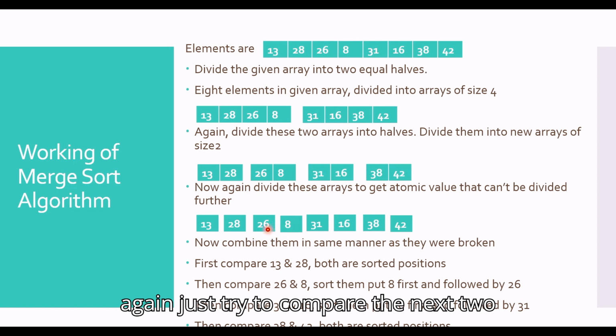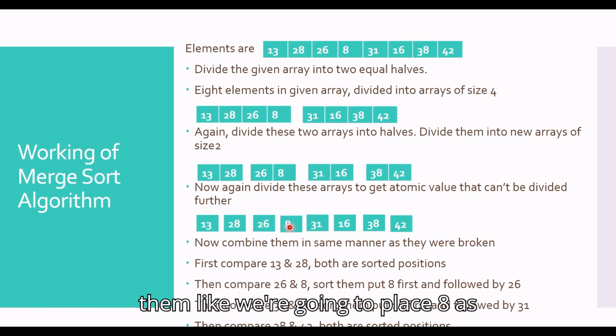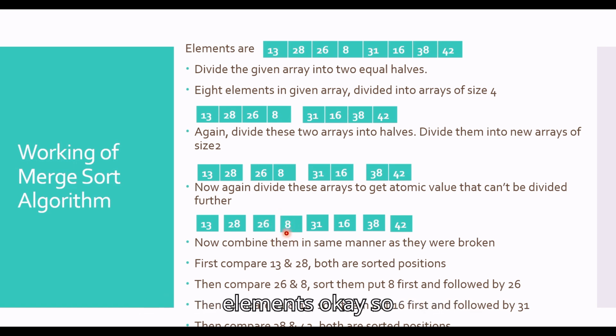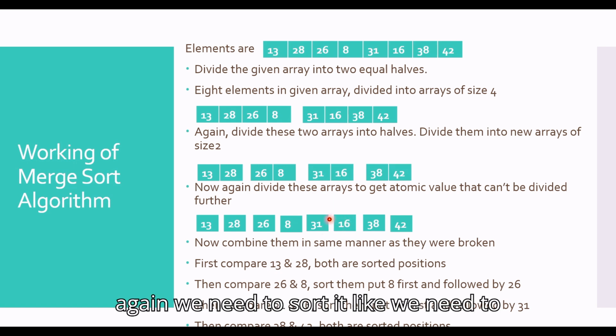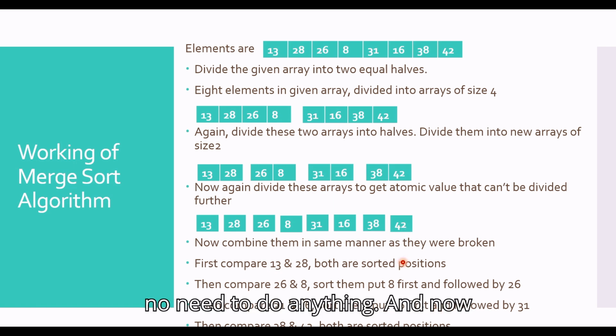Again, we compare the next two elements, 26 and 8. We need to sort them, so basically we need to swap these elements. 8 will come first and then 26. Then we compare 31 and 16. 31 is greater than 16, so again we need to sort it: we put 16 first and then 31. Then 38 and 42 are already in sorted order, so no need to do anything.